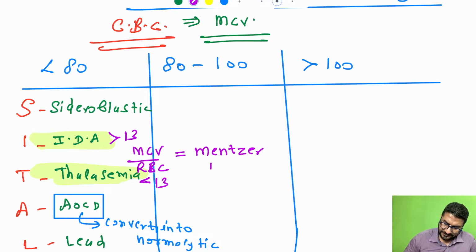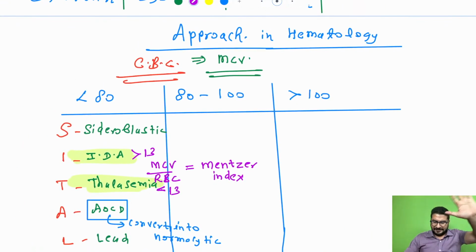सो अंडरस्टैंड दिस थिंग. फर्स्ट थिंग व्हाट आई टोल्ड यू, अगर एमसीवी की वैल्यू कम है, फर्स्ट थिंग यू हैव टू सी इज एमसीवी. एमसीवी वैल्यू अगर कम है, तो सेकंड थिंग यू हैव टू कैलकुलेट इज मेंजर इंडेक्स. सिंपल.